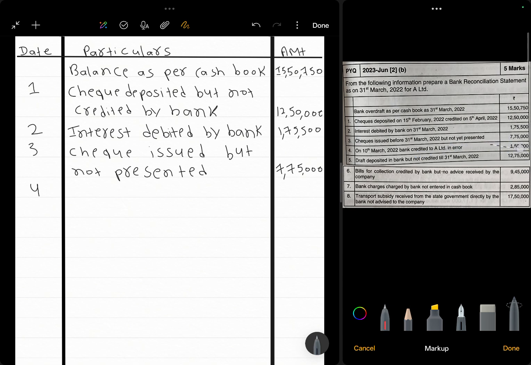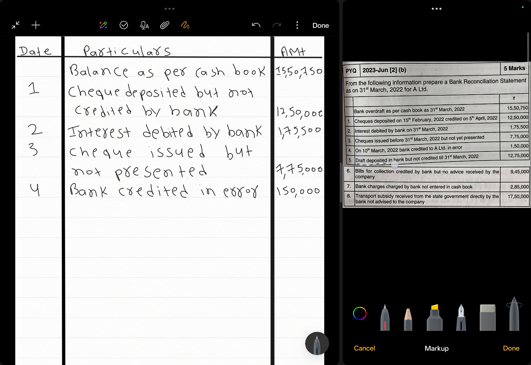Okay, so that is 1,50,000. Okay, so bank credited in error. So what is that? 1,50,000. Okay, so now come to question 5.